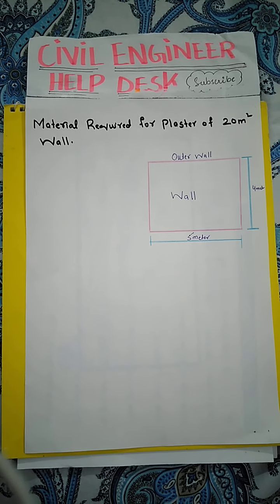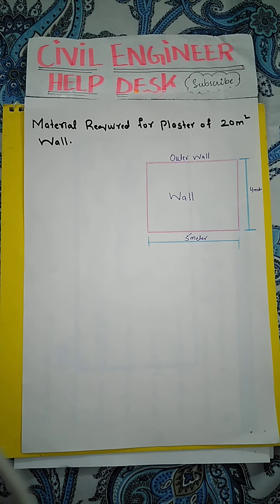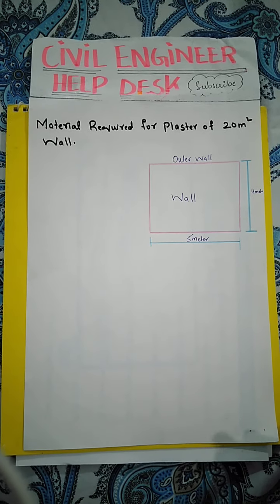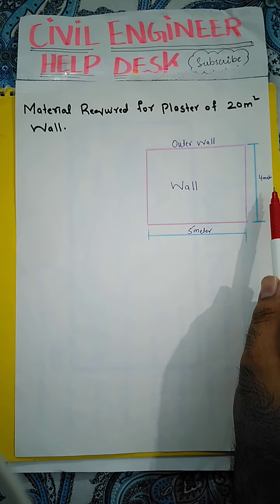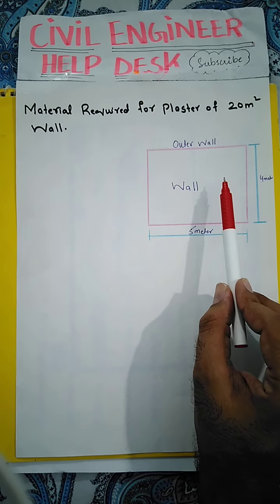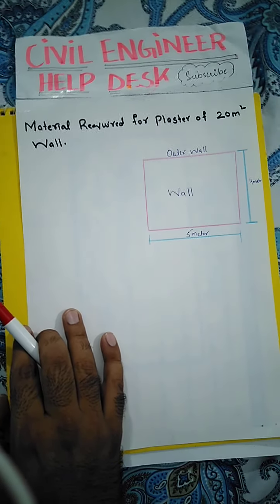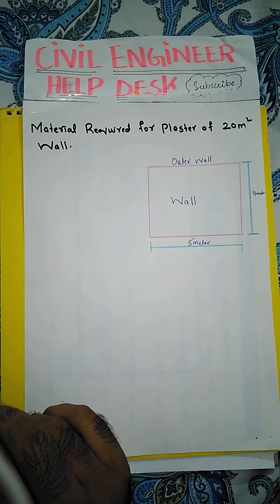Now comes to the topic. Our topic is material required for plaster of 20 square meter wall. We have a wall whose area is 5 meter by 4 meter, and this is outer wall, not inner wall. We have to calculate the quantities of material that is required for plaster of this wall.